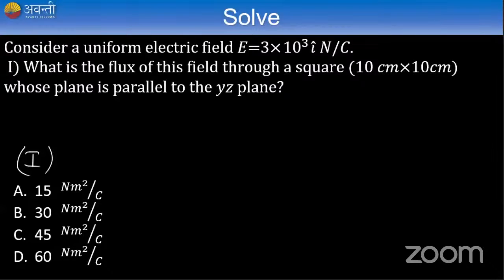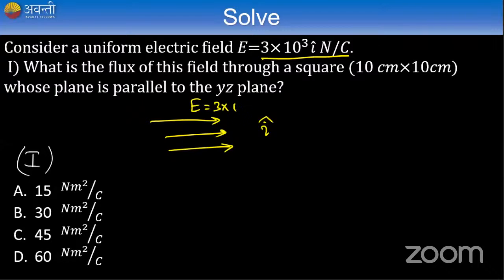So I have a question for everyone here. The question goes like this: say I have a uniform electric field. They have launched a poll. Consider a uniform electric field of E equals 3 into 10 power 3 I cap newtons per coulomb. So this electric field is in the plus I cap direction, with value E equals 3 into 10 power 3 newtons per coulomb. Now, what is the flux of this field through a square of 10 centimeter by 10 centimeter?